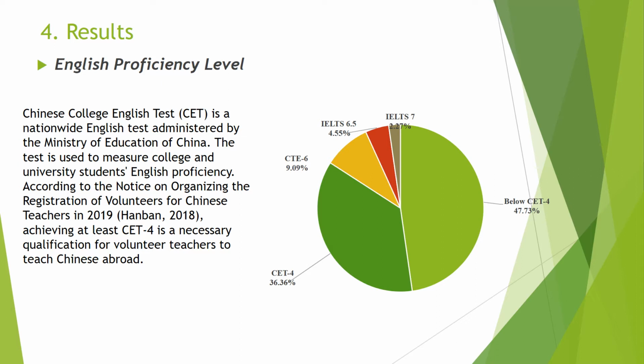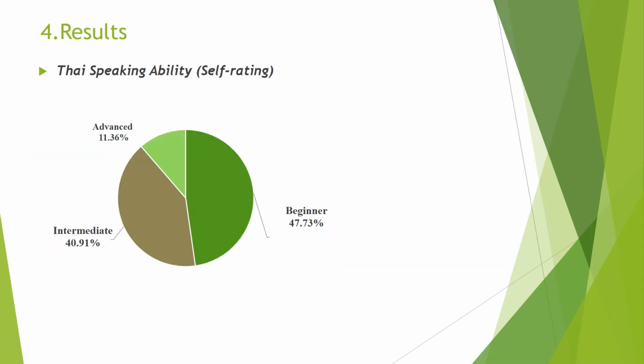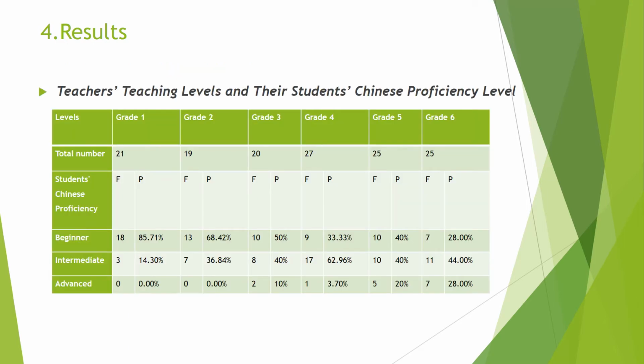In this present study, about 48% of participants didn't achieve CET level 4. This project indicates only 11% of participants thought their Thai speaking is advanced. We can see from this table that most participants' students' Chinese proficiency is at beginner and intermediate level.